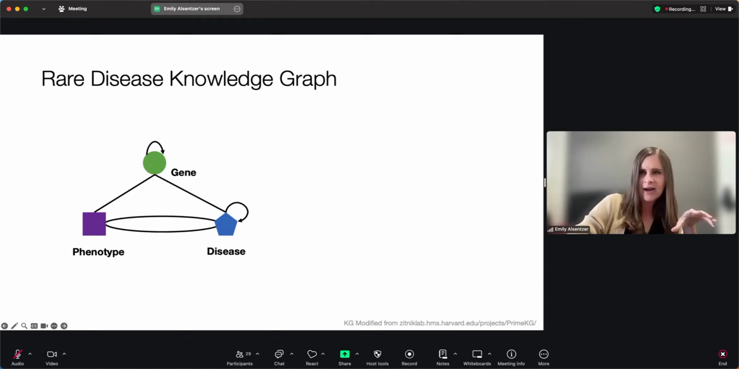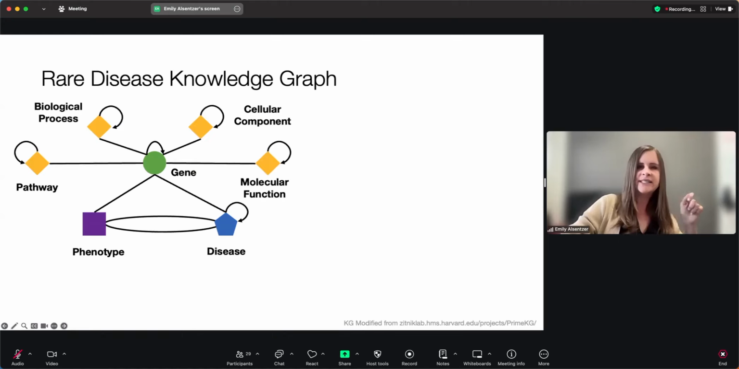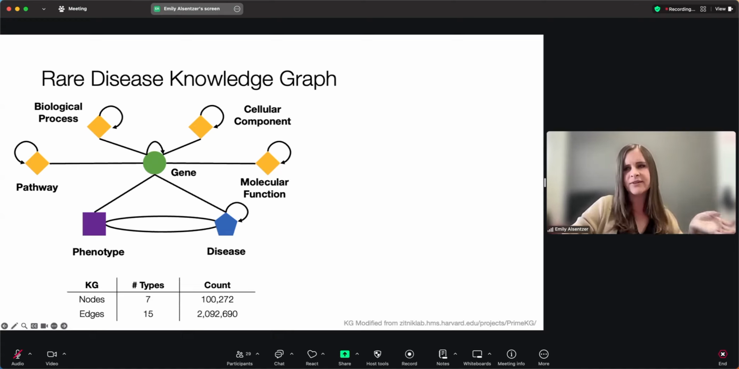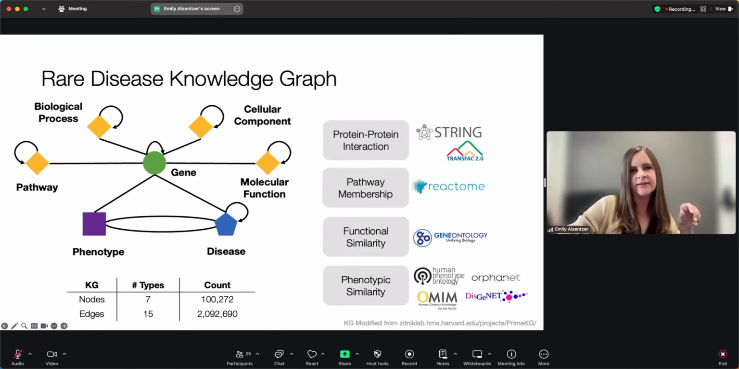We leverage this knowledge graph to incorporate external knowledge into Shepherd. The knowledge graph contains edges from genes to phenotypes and diseases. And there are also additional gene-gene edges as well that connect the gene nodes to pathway nodes, functional similarity nodes, and other interacting genes. The knowledge graph contains around 100,000 nodes, 2 million edges, and multiple different scales of relationships as well. So here on the right is just some sources of information that are found in this knowledge graph.